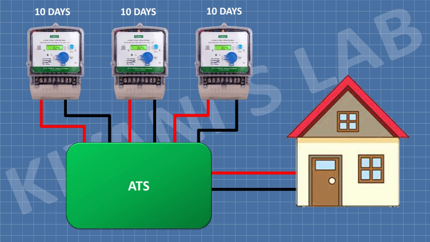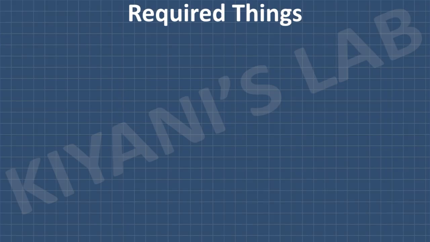We can select on time for each input. The on time can be set for days, hours, and minutes. For example, we can set time for 10 days for each input. So our load will connect to each input for 10 days. Now let's see the connections of this circuit.